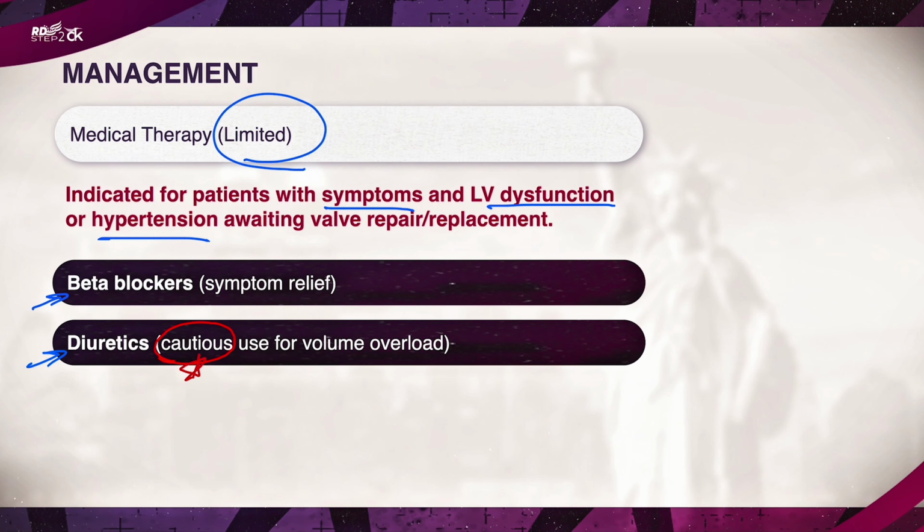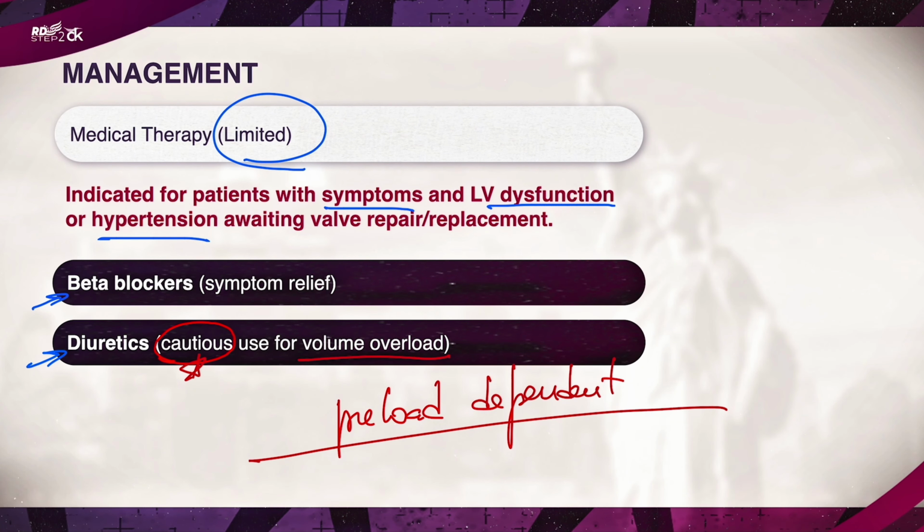Okay, cautiously, if there is volume overload. But be very careful. Why? Because these patients are preload dependent. So don't over-diurese a patient with aortic stenosis, severe aortic stenosis, because remember, they are preload dependent, okay?